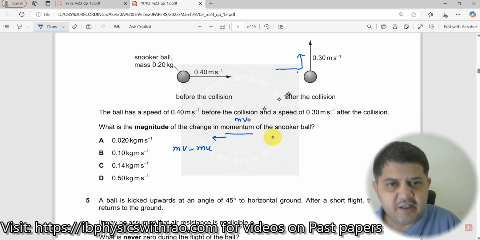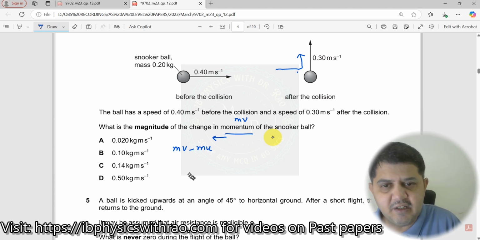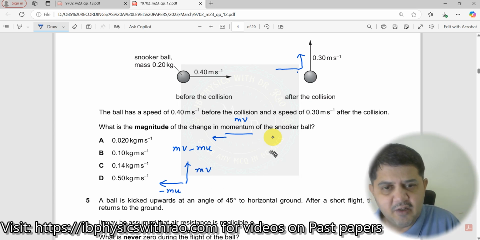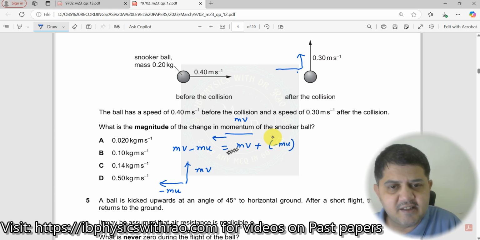Now, let us draw the vectors of mv and mu. What is mv? mv should be like this. What is mu? See, plus mu is like this. Minus mu should be in the opposite direction. This should be your minus mu, and this should be your plus mv. So when I say mv minus mu, this is nothing but mv plus minus mu, which is nothing but the resultant of two vectors.